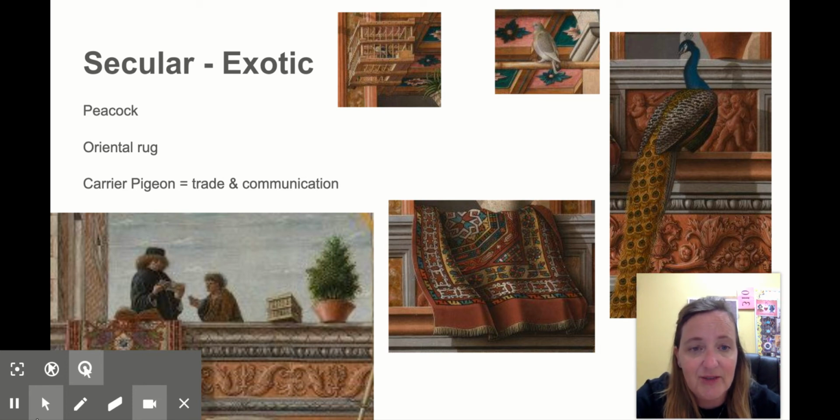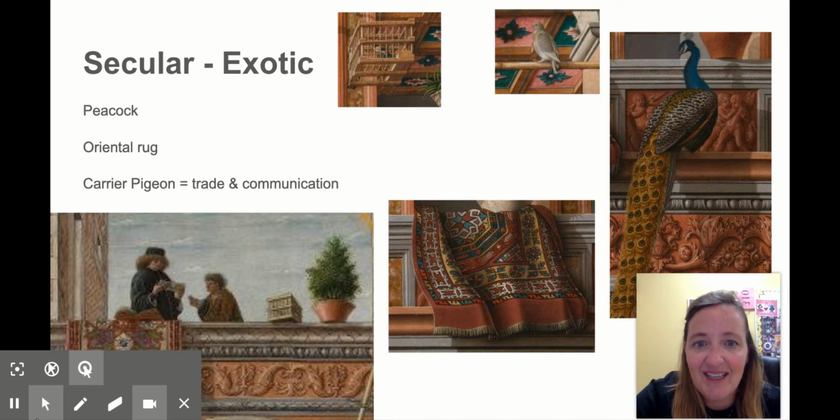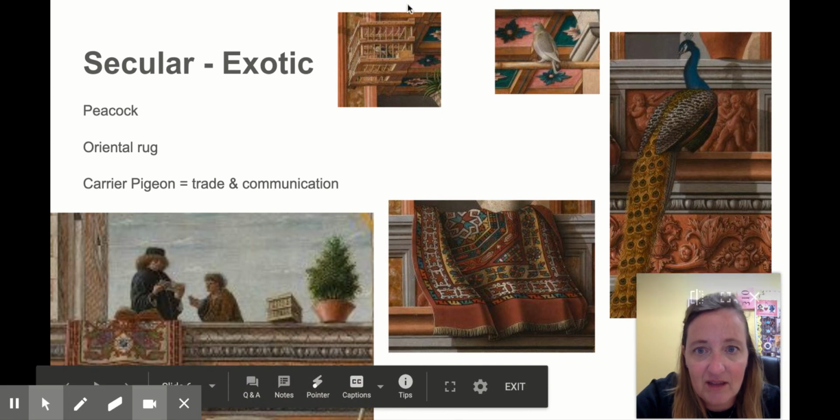So in this painting, you see a peacock, which obviously is not indigenous to Italy, as well as the Oriental rugs. There's actually two that are in this painting. One is being sold and then one's being displayed. So just this access to wealth and riches, these rugs would have been very expensive. Additionally, the pattern would have allowed you to see exactly what region of the Middle East the rug was from.